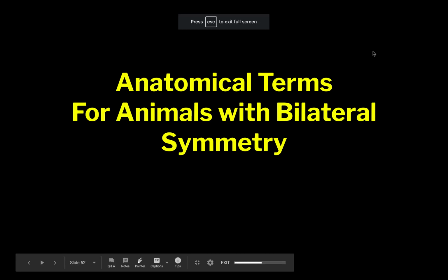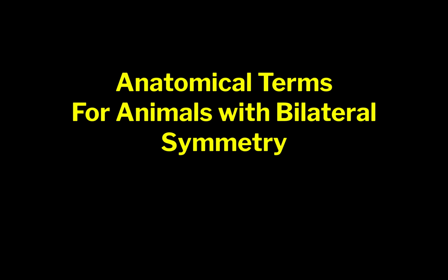All right. Hey, zoology. So this is a very quick screencast about anatomical terms for animals with bilateral symmetry. There will be 12 anatomical terms. And what you will notice, and what I would like you to take note of, is that many of the terms are opposites of each other.